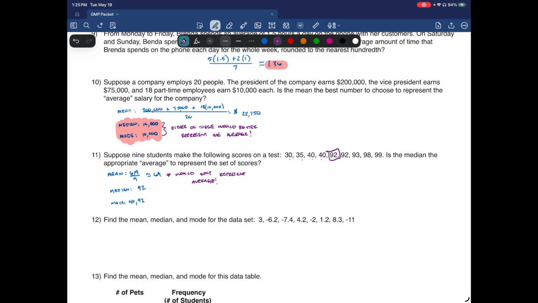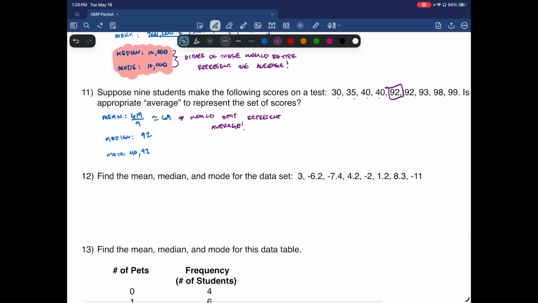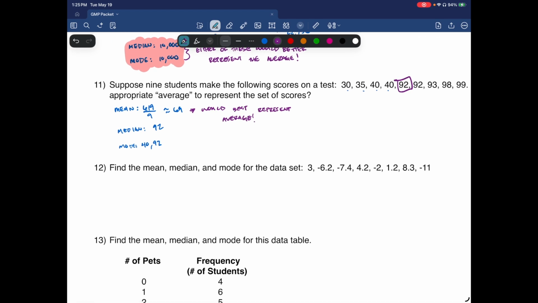All right, so for number 12, we're going to find the mean, median, and mode of all of these. So mean, median, mode. The first thing we need to do to find the median is list these in order.